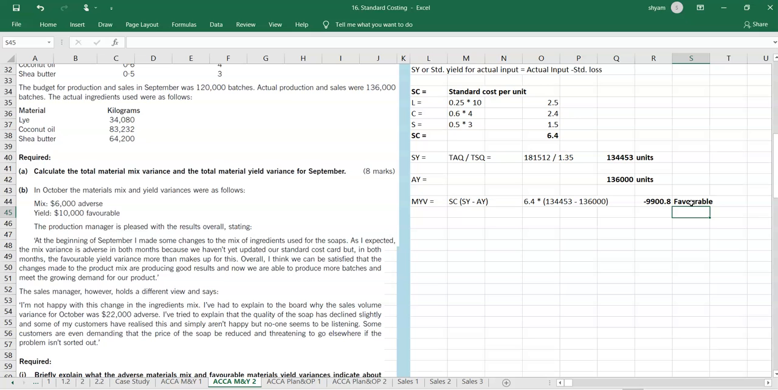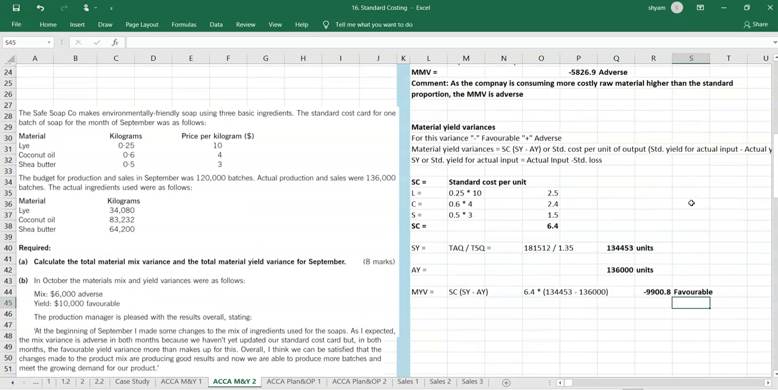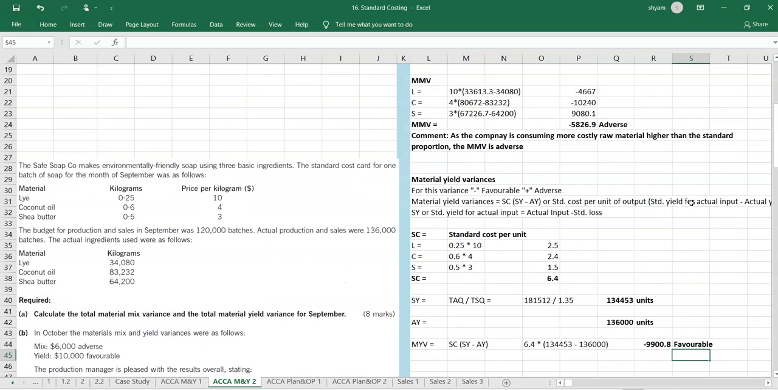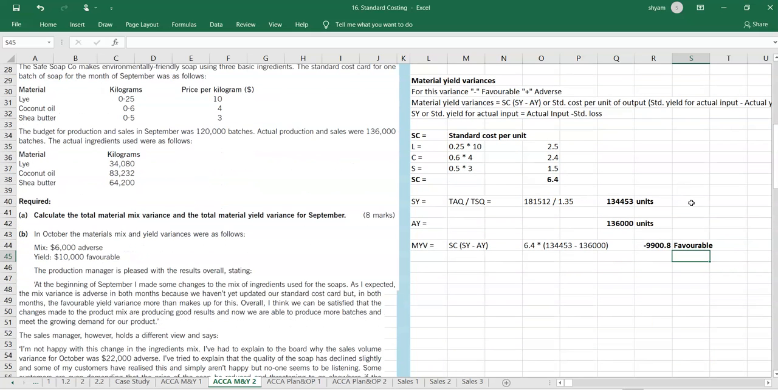Just because there's a minus, don't assume it is adverse, because this is an output variance. The last one was input variance. When it's a minus there, it's adverse. Here it is an output, so the output is more than what it should have been. So this is a good variance.